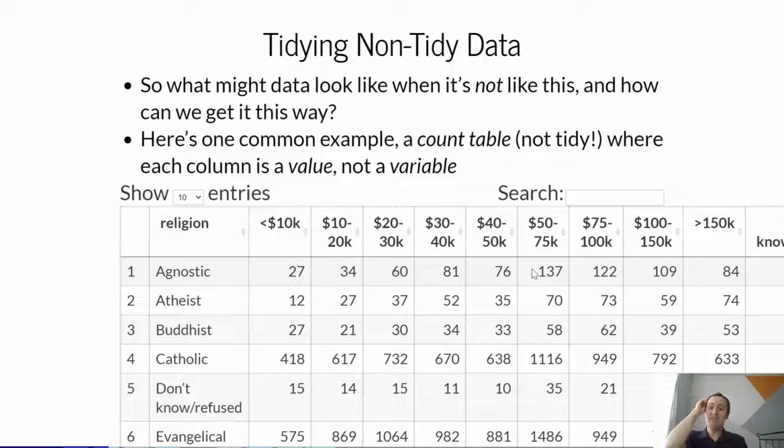So this is called a count table. It's not tidy. Notice that each column is a value, not a variable. Here we have two variables: religion and income, and also the number of people in that group. And so each column is a value, as opposed to being a variable. So we have one variable spread across multiple columns. How can we turn this into tidy data?